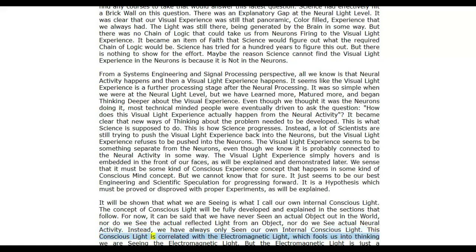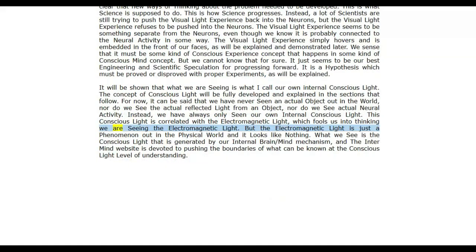This conscious light is correlated with the electromagnetic light, which fools us into thinking we are seeing the electromagnetic light. But the electromagnetic light is just a phenomenon out in the physical world, and it looks like nothing. What we see is the conscious light that is generated by our internal brain/mind mechanism, and the InterMind website is devoted to pushing the boundaries of what can be known at the conscious light level of understanding.